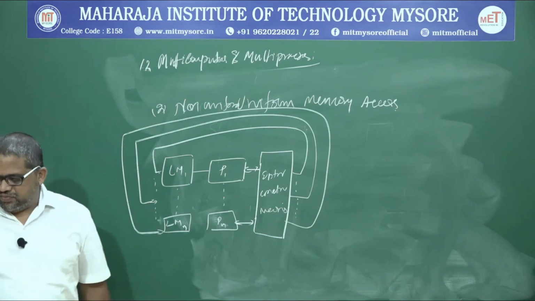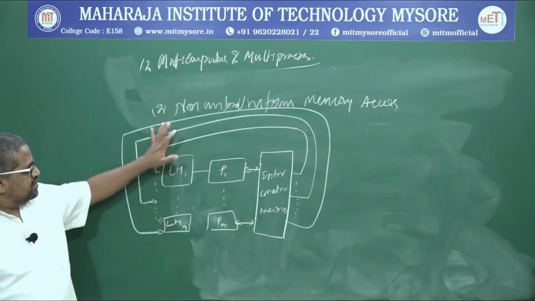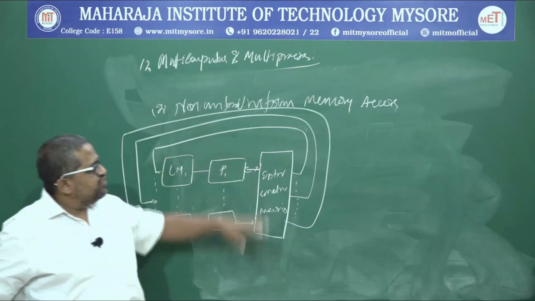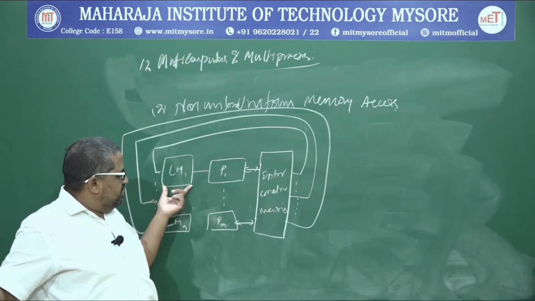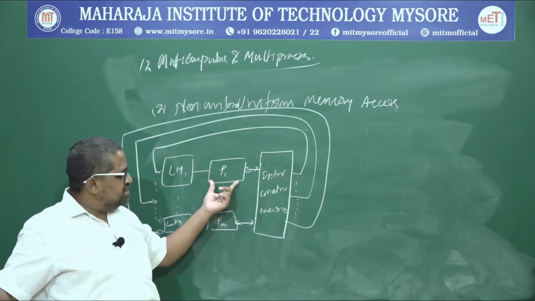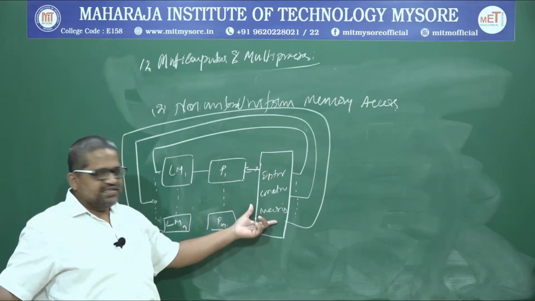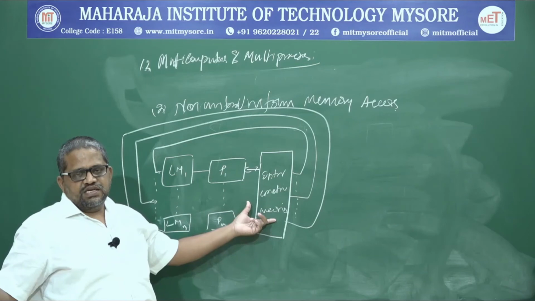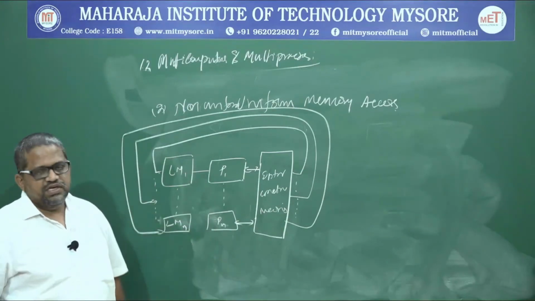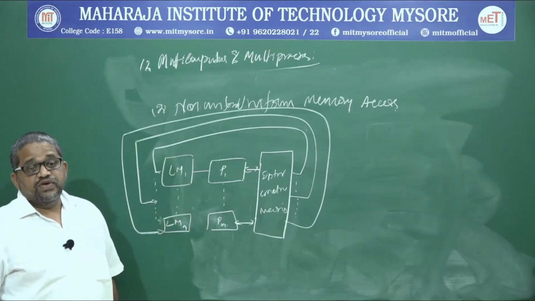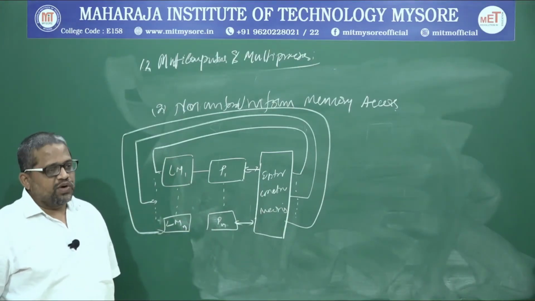Example of a representation of a non-uniform memory access model, right. Now, you have got a local memory attached to each processor and then interconnected by an interconnecting mechanism, right. Now, what is the difference that you can make out from the previous one and this one? The way the memory access is provided.